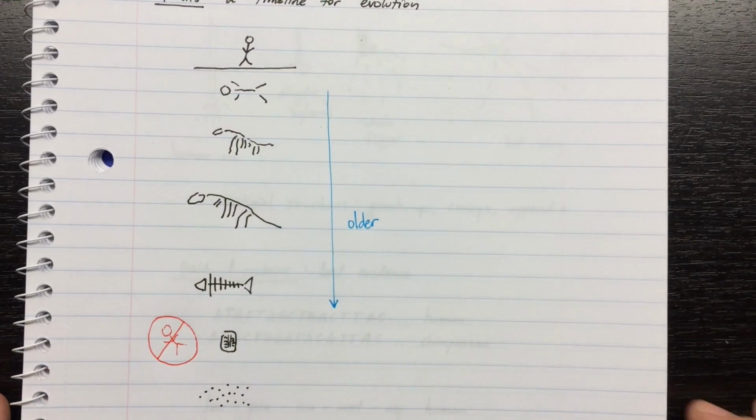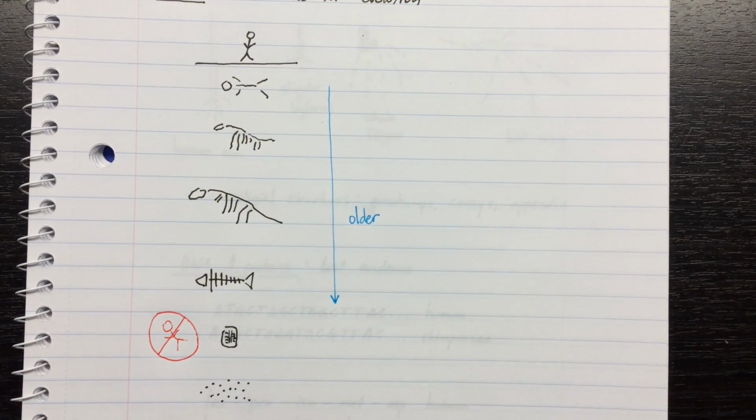Now while we don't have a complete fossil record, we do have quite a bit of fossil evidence, and all of the fossil evidence we've collected so far seems to match up with this timeline, the timeline of evolution.